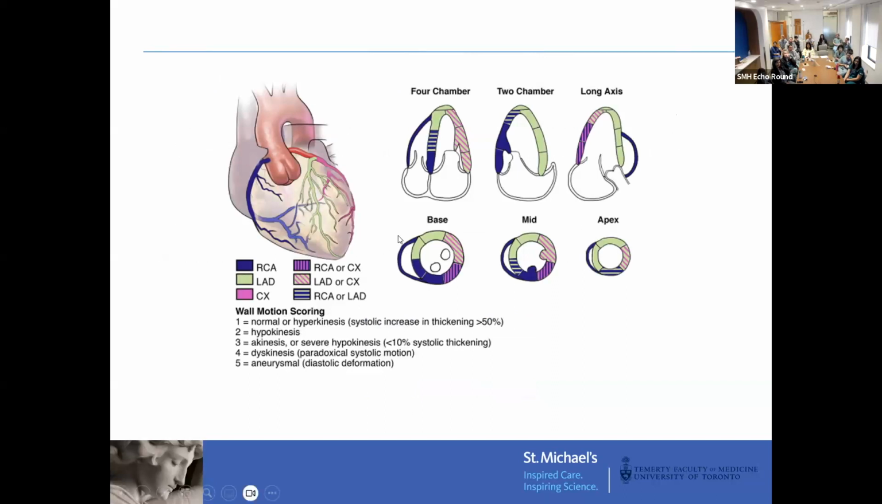I think this is pretty straightforward, so I'll skip over this in the interest of time, but basically, depending on which view you're looking at, there are different coronary territories that correlate, and you want to try to correlate the territory in the various images to identify which blood vessel is most likely involved in the abnormal findings.